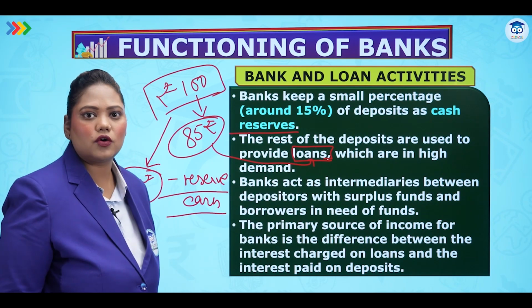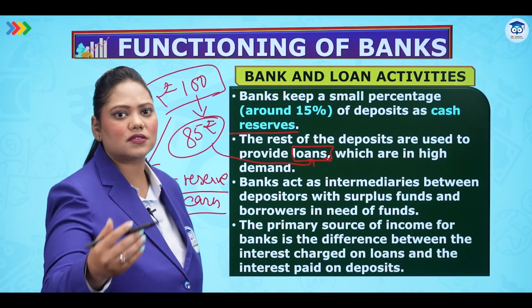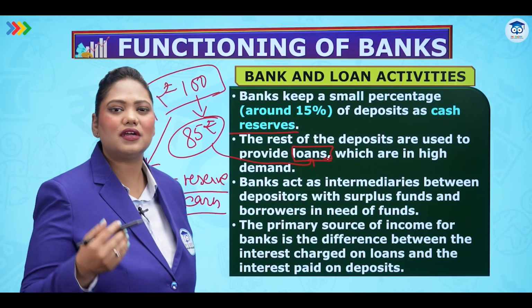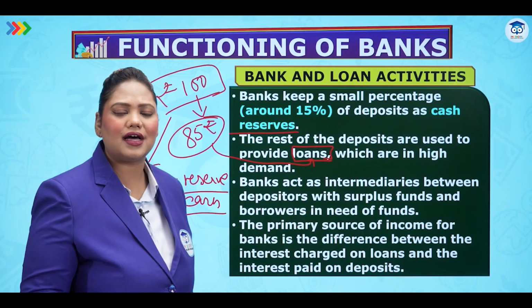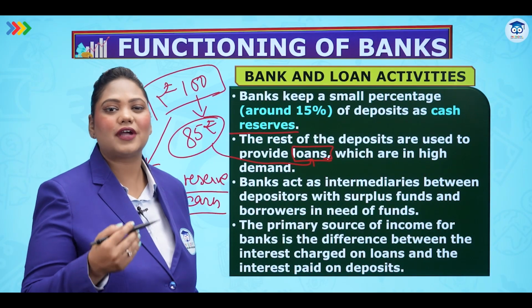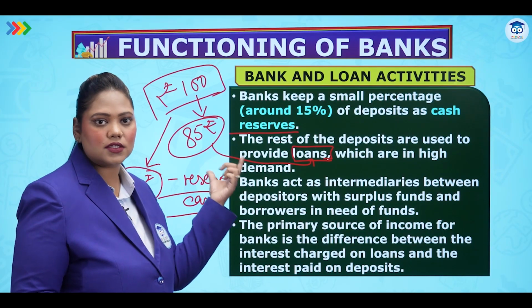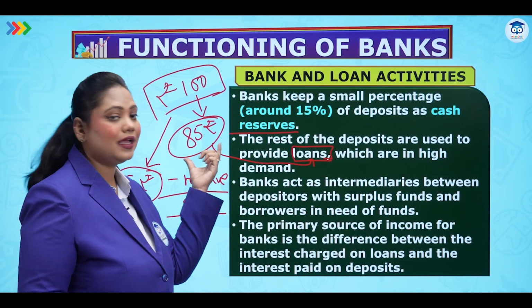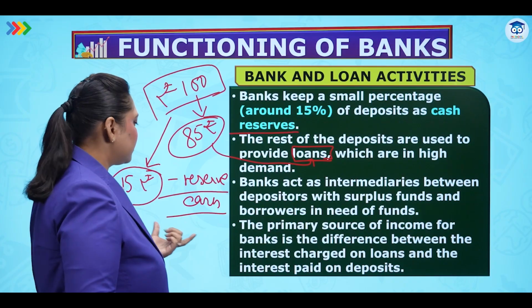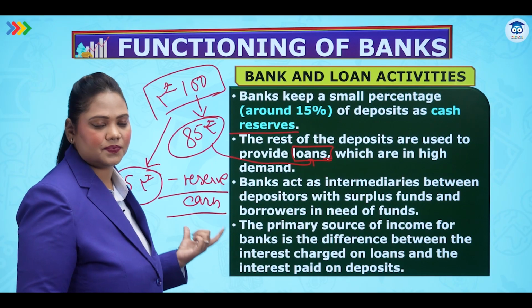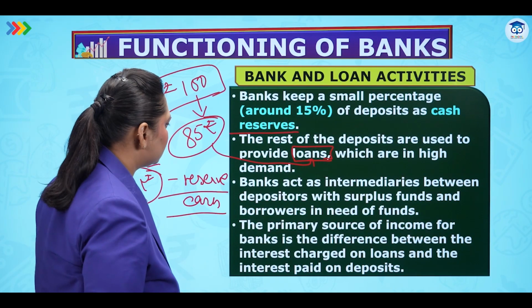So now what is the bank going to do? Suppose a needy person comes to the bank, a person who really needs the money, they need it for their car, for a home loan, for an education loan. They are going to give money out of this 85 rupees. The banks will give loans from the 85 rupees. They will never touch the reserve cash of 15 rupees. This is just for example purposes.